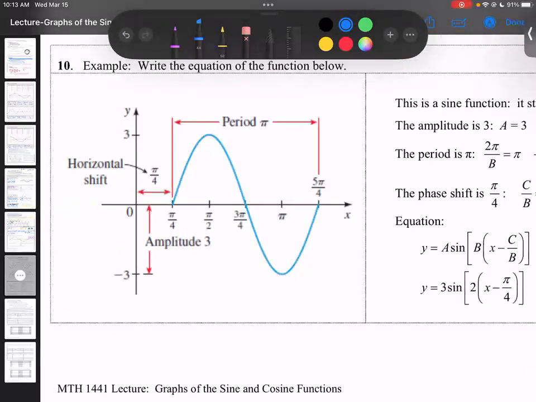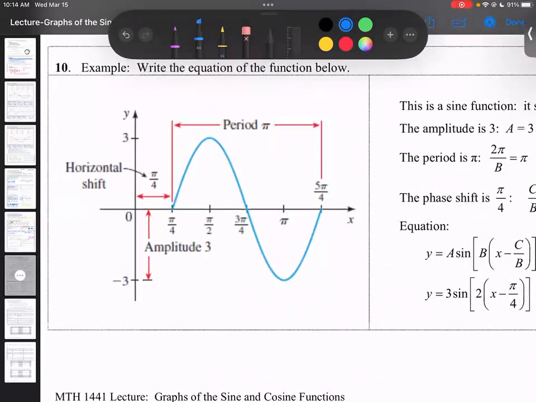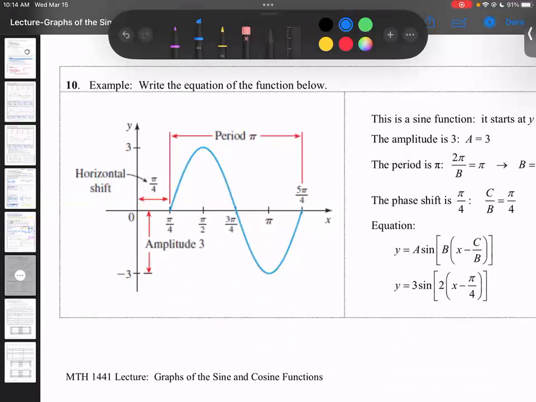Here is a good picture. Right there, you see the amplitude is half of the graph, half of the height. The period. There's a period. And then there's a horizontal shift.